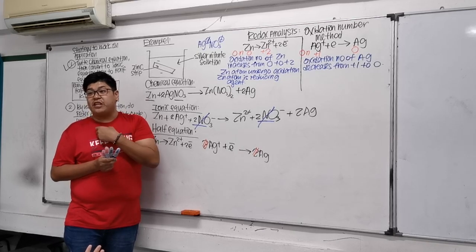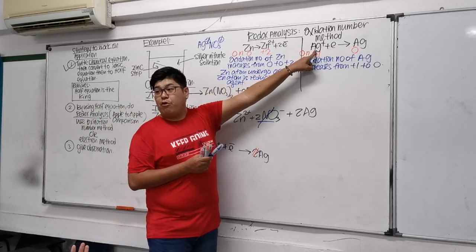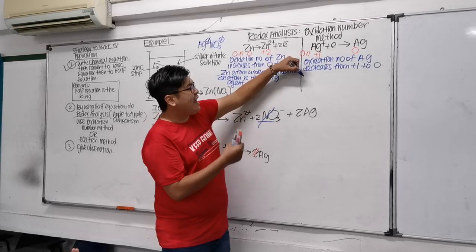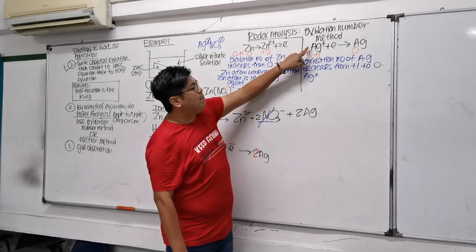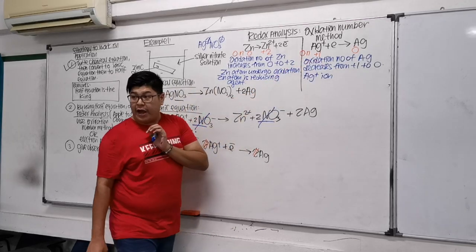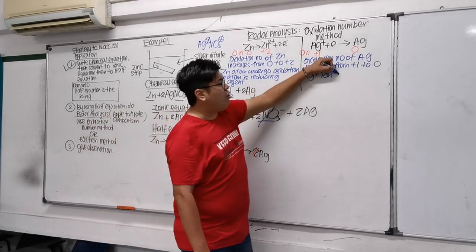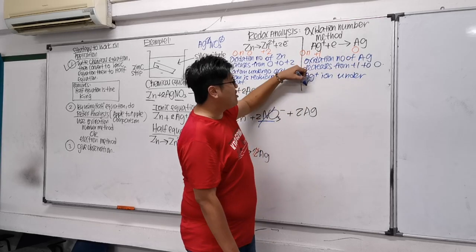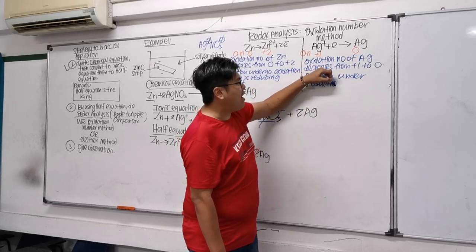Again, ask yourself a question. Whose oxidation number decreases? This fella. How do you call this fella? This fella is Ag+. Because it has a charge, the name must add a word: ion. So Ag+ ion undergoes reduction. Ag+ ion undergoes reduction.